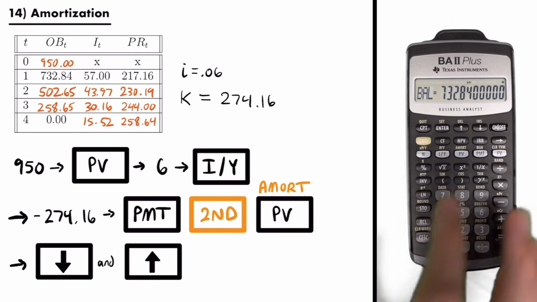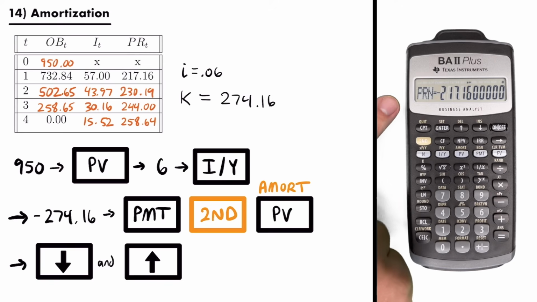If we hit the down arrow again, it will give us the principal paid in that period. Now it's negative, but it's actually a positive amount that is paid. But it says $217.16, which is what we have right here.